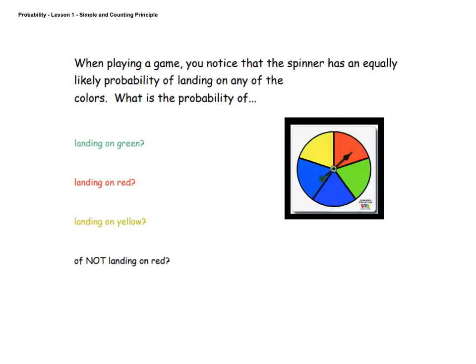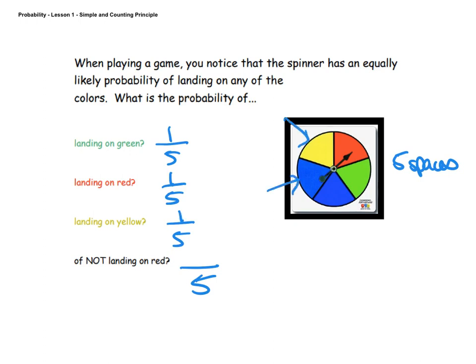Spinner: the sample space is 1, 2, 3, 4, 5 spaces. So all of these are going to have a 5 on the bottom. Okay, landing on green. 1 of those pieces of the pie is green. 1 is red. 1 is yellow. Not red would be 1, 2, 3, 4 out of 5.